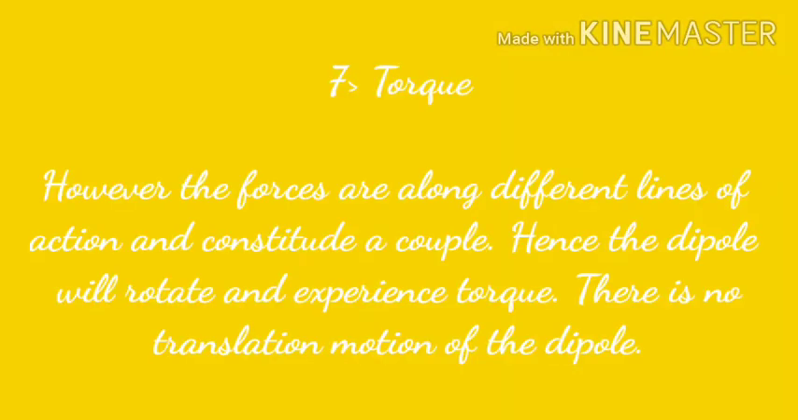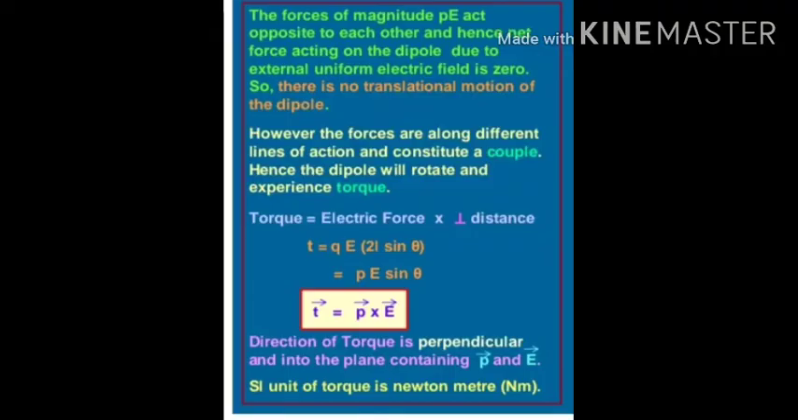Now, we will talk about torque. However, the forces are along different lines of action and constitute a couple. Hence, the dipole will rotate and experience a torque. There is no translational motion. So, torque is equal to force into the perpendicular distance between them. Torque can be represented by tau.